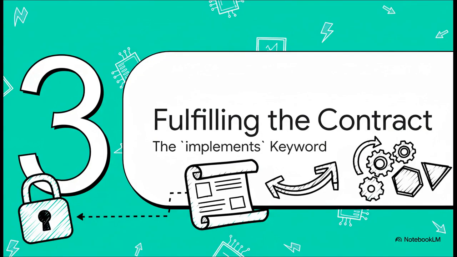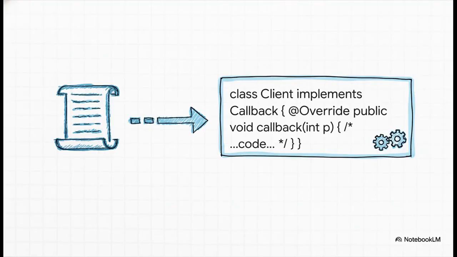A contract is just a piece of paper until someone actually signs it. In Java, a class signs an interface's contract by using the implements keyword. This is the moment of truth, where a class officially promises to deliver on every single one of the interface's requirements. And here we go. Our client class is stepping up, declaring that it implements callback. This is its binding promise to the compiler. It's saying, yep, I see the contract and I will provide the actual real-world code for that callback method. And boom, right there in the curly braces, you can see it making good on that promise with a real implementation.